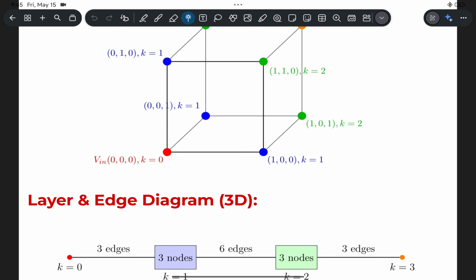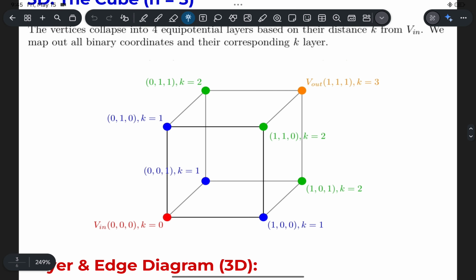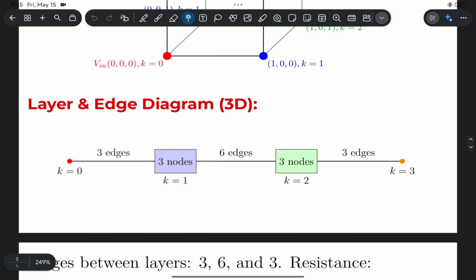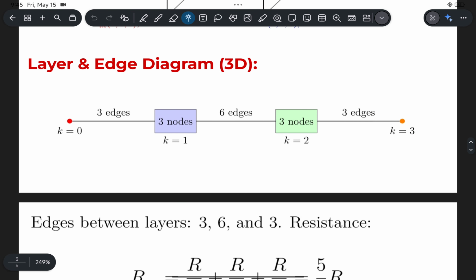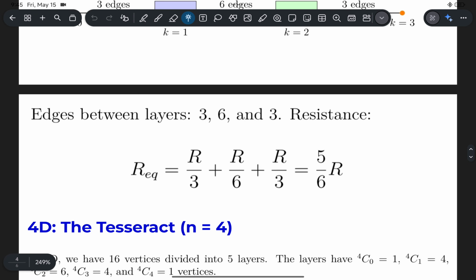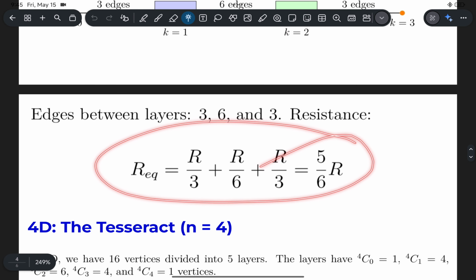Just the number of zeros is the number of ways you can go to the next layer. And from here again, each one has only 1 zero. So this one can reach the next layer in one step. This one also can reach the next layer in only one way. This also can reach the next layer in only one way. So you have 3 more edges again. So all these 3, if I take this is r by 3, r by 6, r by 3. So you got r equivalent as 5 by 6 r.